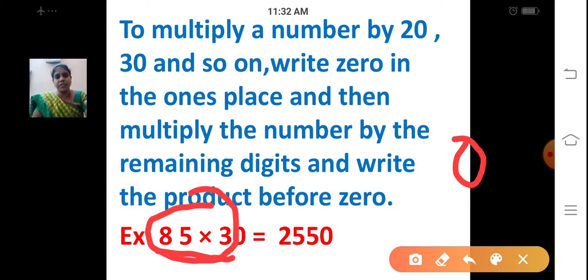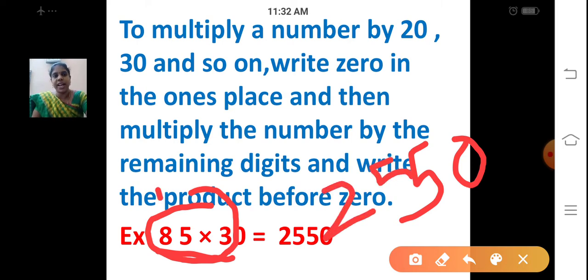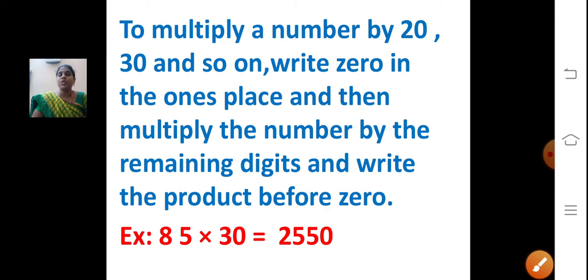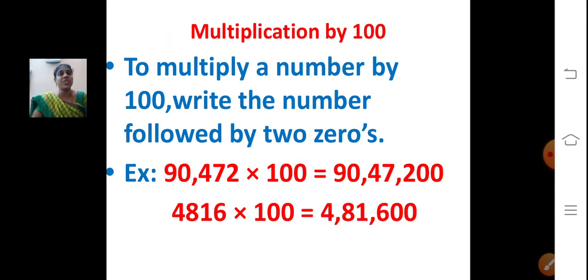5 3s are 15. 5 balance 1. 8 3s are 24. 24 plus 1 25. So the answer is 2550. So we are going to write the product before that 0. Where we have to place the 0? Just place the 0 at the last and write the product before that 0. So you know how to multiply a number by 20, 30, right? So place 0 at the end, ones place, and multiply the number by the remaining digits and write the product before 0.